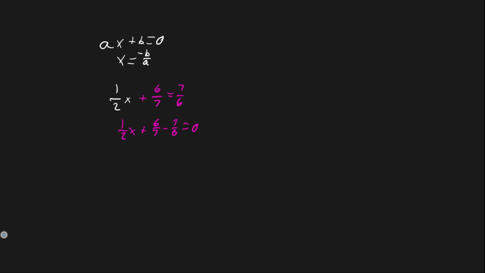And now we want to make all this expression in the little box here all one. We want to make it all as a whole. So 6 over 7 minus 7 over 6 is equal to, so let's go ahead and get same denominators.